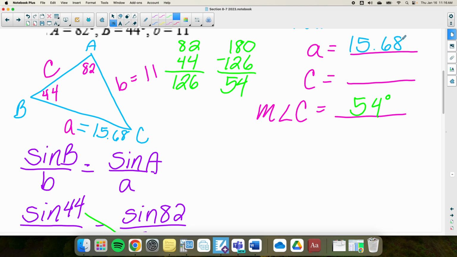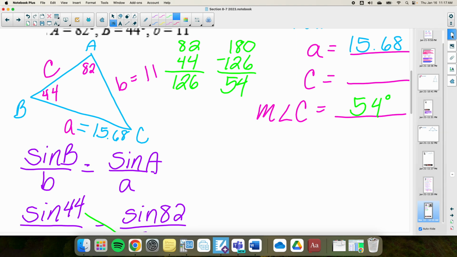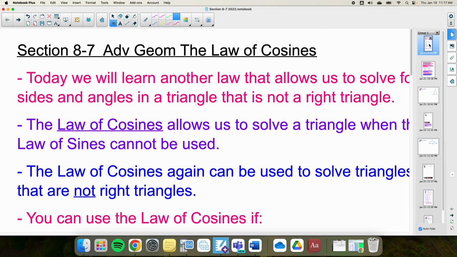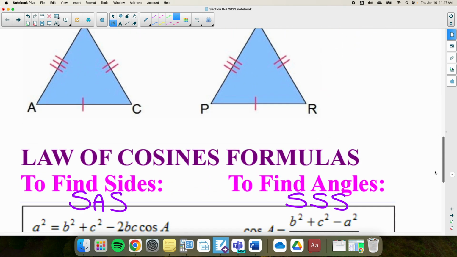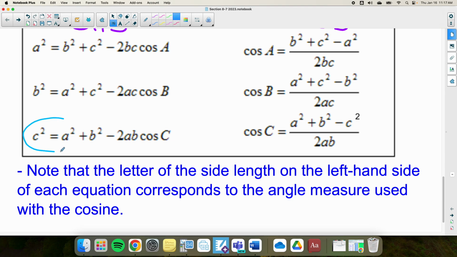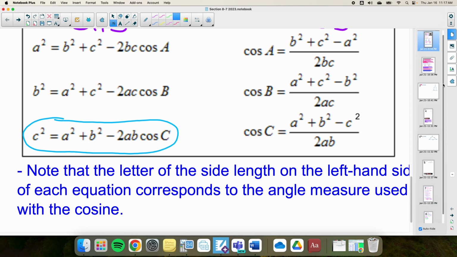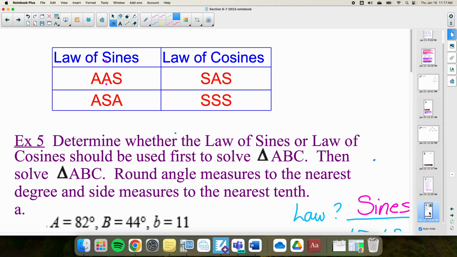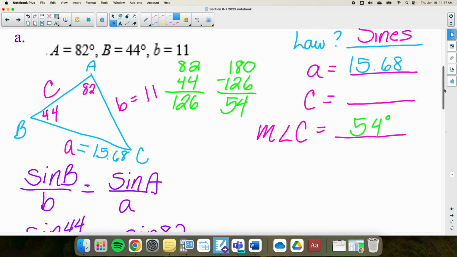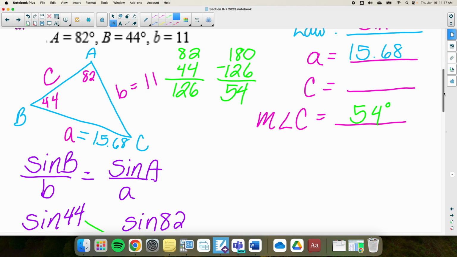Now, when you get to that last step where you have to find C, you have a choice as to whether you want to do law of cosines, which when you're looking for that side, you'd go back here and it would be this formula right here, or you can do law of sines again. So do you guys have a preference which one we do for this second? No? Anyone? Alright, let's do law of sines again.